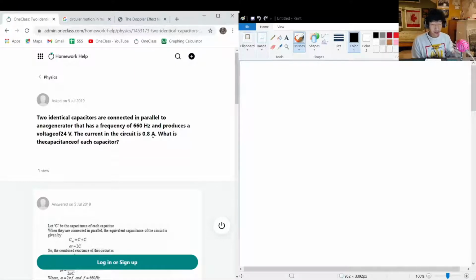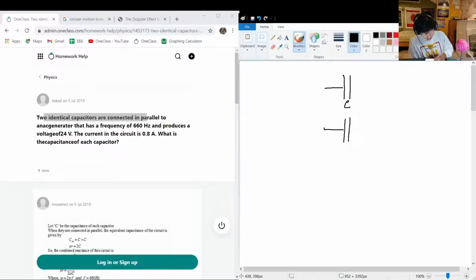Let's first start out by drawing out what this circuit is. So it said two identical capacitors that are connected in parallel. So here we can draw that out by doing something like this. So this can be capacitor 1, this can be C. And this can be capacitor 2, that's also C. And they are connected in parallel like this. Parallel capacitors, exactly what they look like.